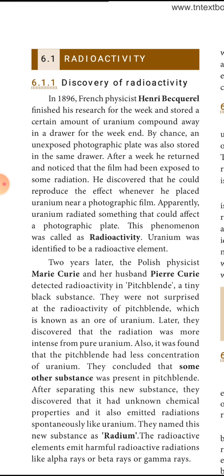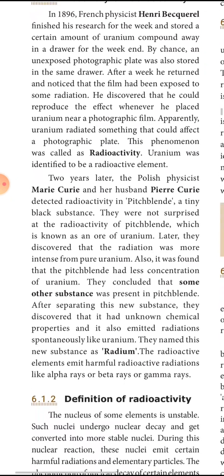After separating out the new substance, they discovered it had unknown chemical properties, and it emitted radiation spontaneously, like uranium. They found some element like uranium. This is also emitting radiations like uranium, so they named it radium. The radioactive elements emit harmful radiation like alpha, beta, and gamma rays.